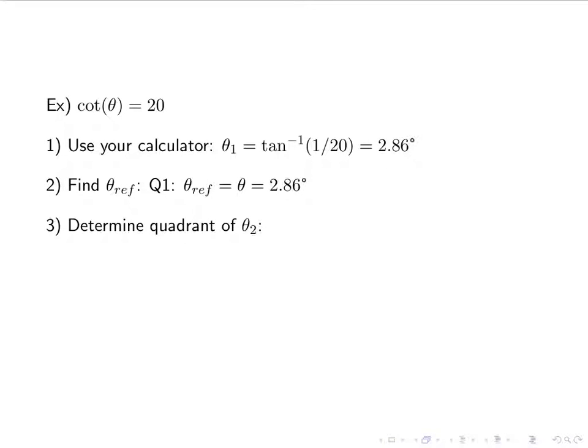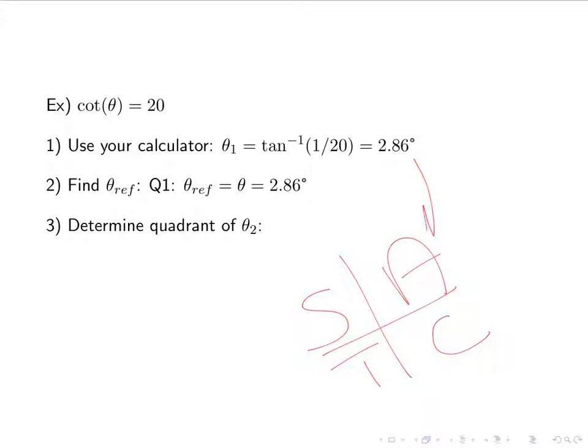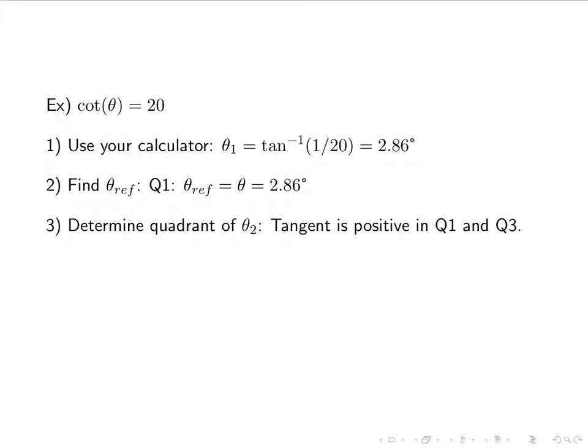We need to determine the quadrant of theta 2. So again, tangent is positive. I've already got quadrant 1. Tangent's also positive in quadrant 3. The quadrant 3 formula is that theta is 180 plus the reference angle. So we get 182.86 degrees.